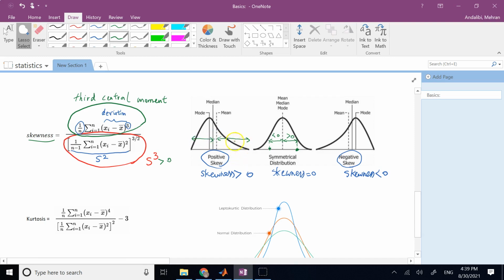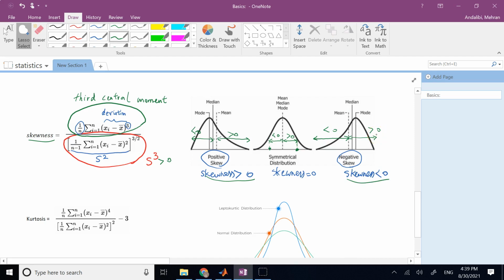So I have more positive numbers raised to the power 3 than negative numbers. So the sum of these is not going to be 0, and it is going to be positive. That's why we call it positive skewness. On the other hand, when the long tail is on the left, I have more deviations on the left side of the average than on the right side. So the sum of these is going to be what? Negative, and that's what you can see.